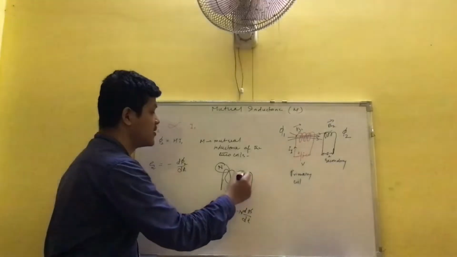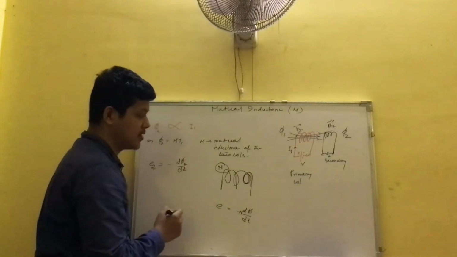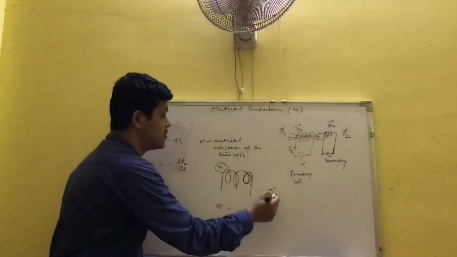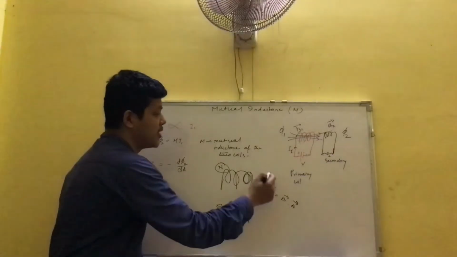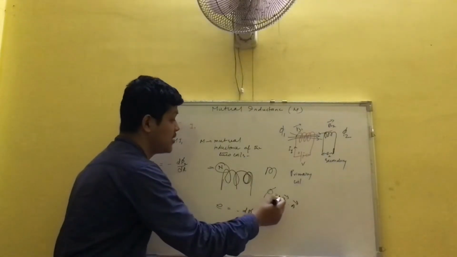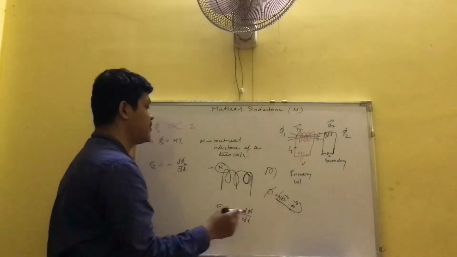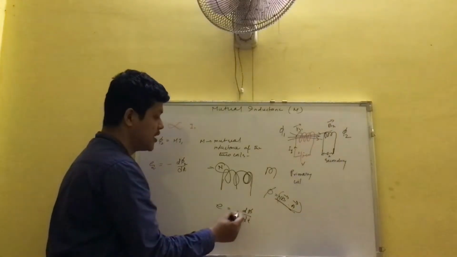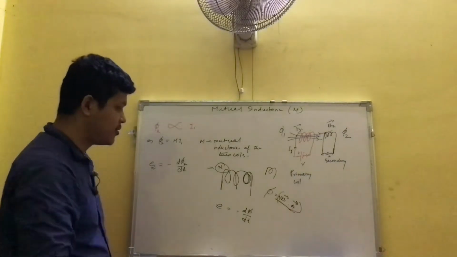If this phi is flux associated with only one turn of this coil, then here we will write n. If this phi is such that phi we know is B dot A, so for one turn it is B dot A. If there are n number of turns, then we write nBA. And if you use this phi as the magnetic flux linked with the whole coil, then we don't need to put n here, because this phi is already nB dot A. Right? Clear? Hope it is clear.